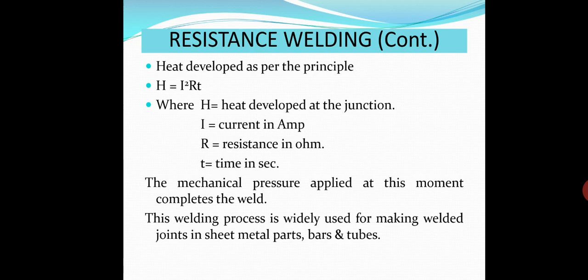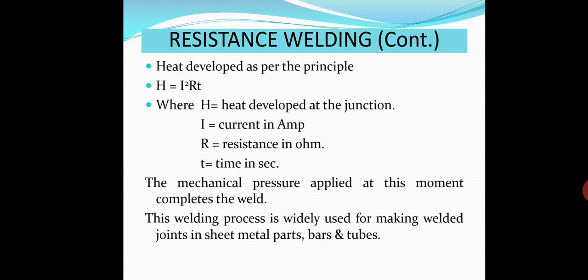So heat is developed as per the principle H equals I squared R T, where H is the heat developed at the junction, I is current in ampere, R is resistance in ohm, and T is time in second. The mechanical pressure applied at this moment completes the weld. This welding process is widely used for making welded joints in sheet metal parts, bars and tubes.